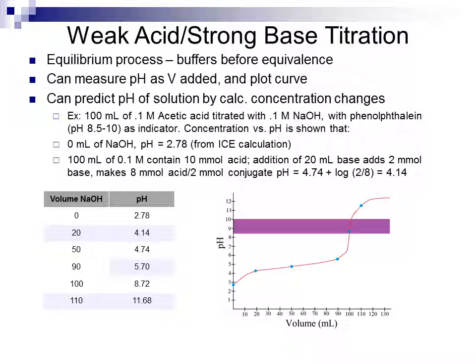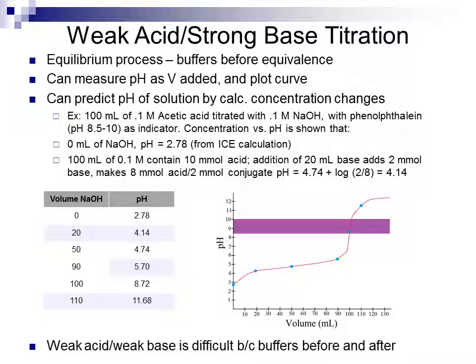These two titration curves that we've seen would be reversed if it was titrating a base with an acid. They would just start at a high pH and go to a low pH. Now we can also get weak acid, weak base curves, but these are very difficult because it buffers both before and after the equivalence point. So generally, these are very hard to calculate.